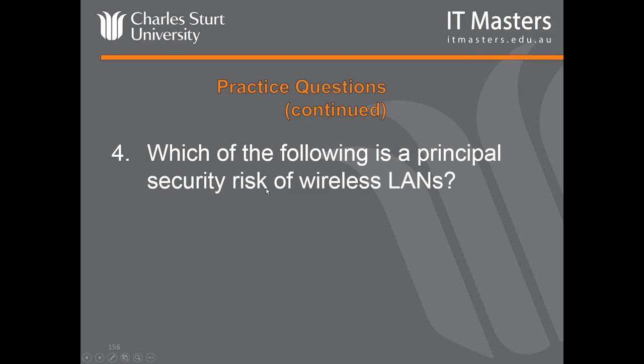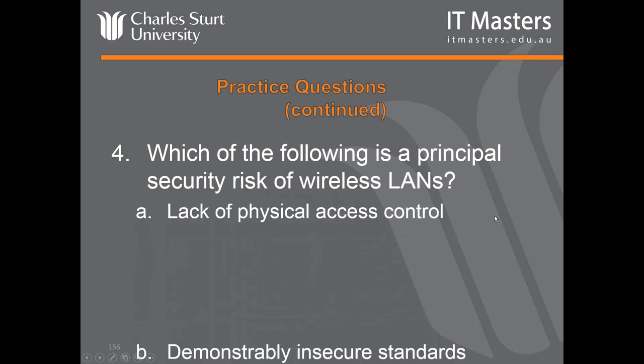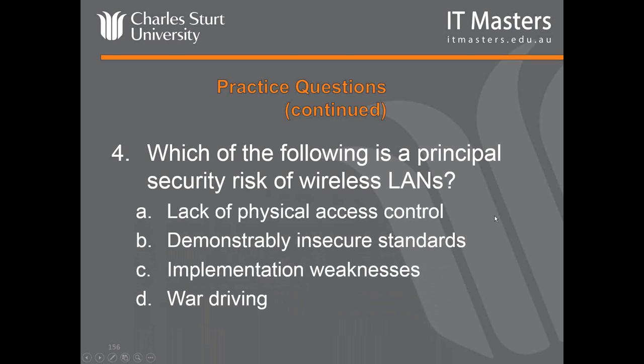Which of the following is a principal security risk of wireless LANs? Okay, what is a main primary risk that we're going to focus on here? What is our trick? War driving: is that a risk or a threat? What is war driving? Remember, we need a threat and a threat agent to create our risk, but is a threat a risk? A vulnerability, is that a risk in itself?